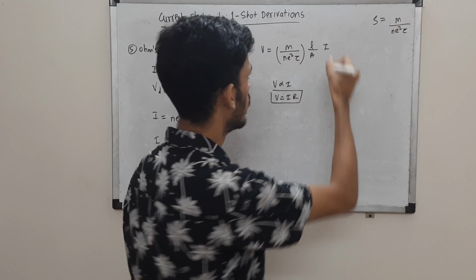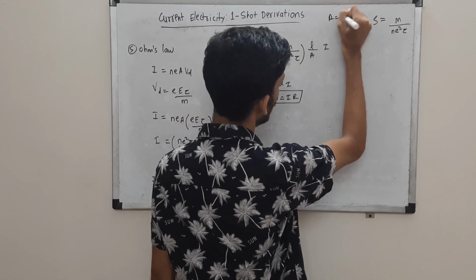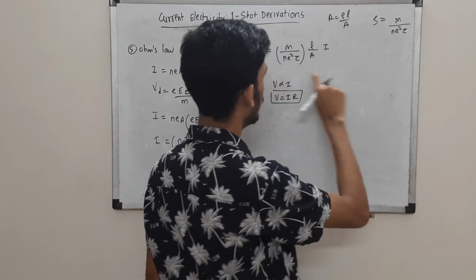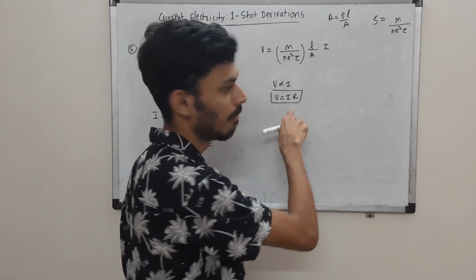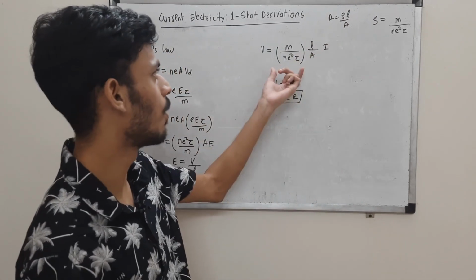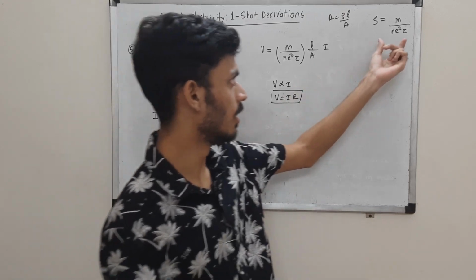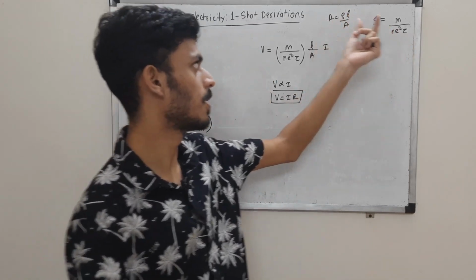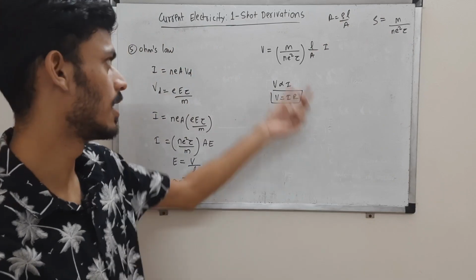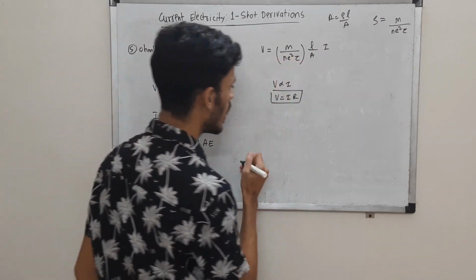Okay, and R is nothing but resistivity times length by area. So resistivity times length by area, R. That is how you get R over here, the constant as R. And if you see this term, you are supposed to remember that this term is resistivity. This term over here is resistivity.